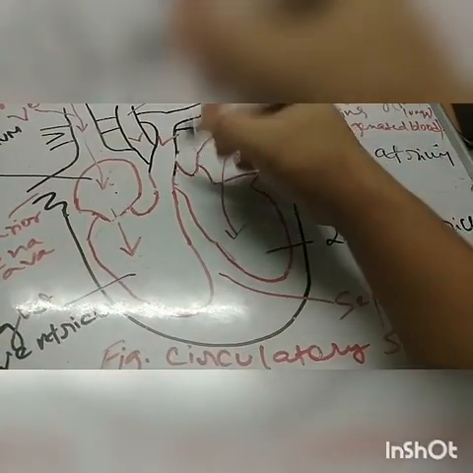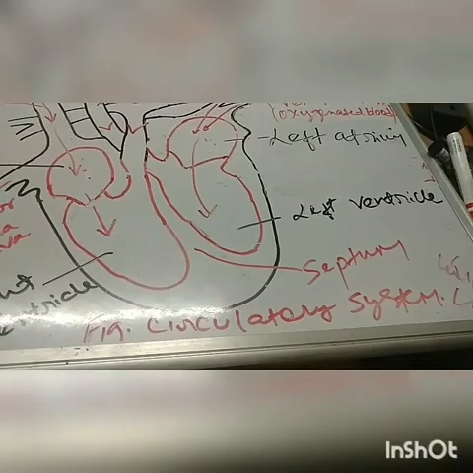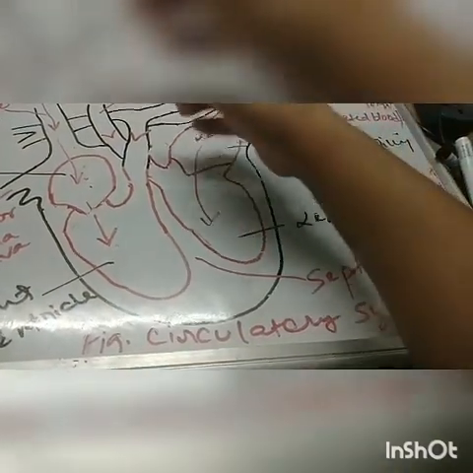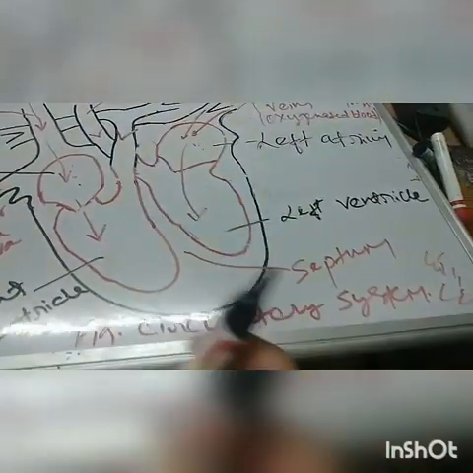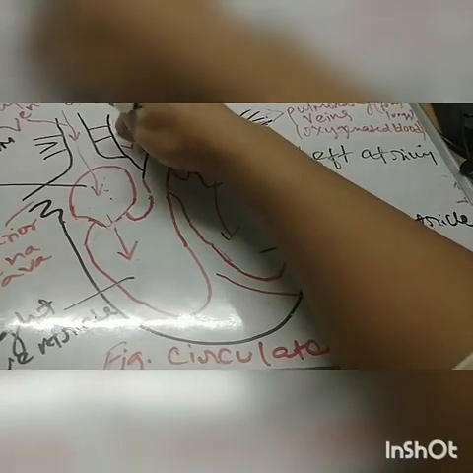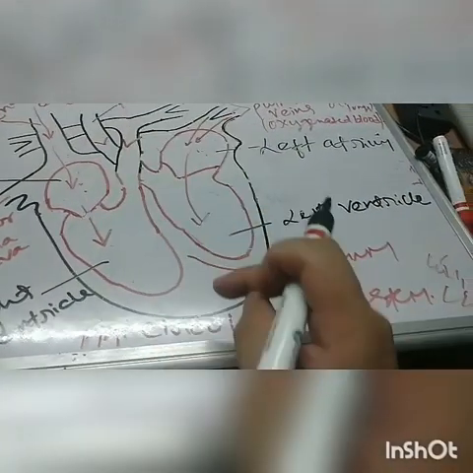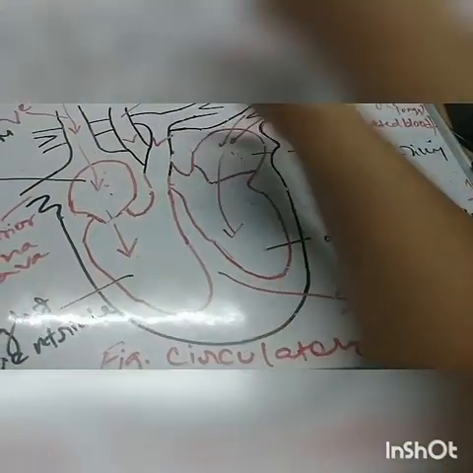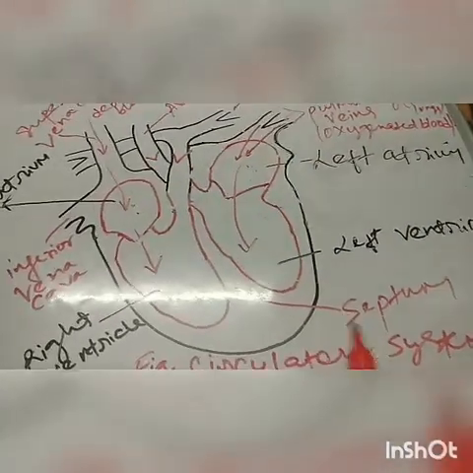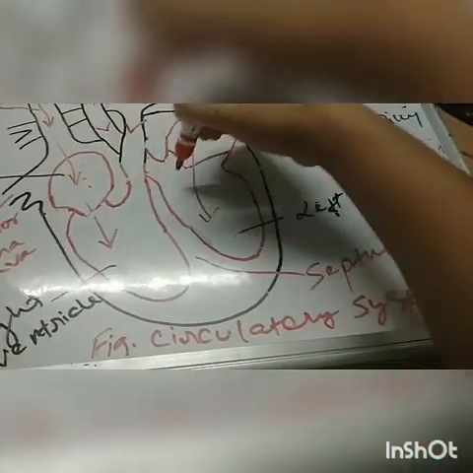goes towards every part of our body. Right. Blood is taken away by the aorta. This is the aorta, a large aorta. Right. This other one is the pulmonary trunk. The oxygenated blood is taken away by the aorta, right?